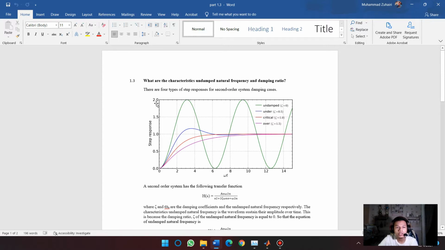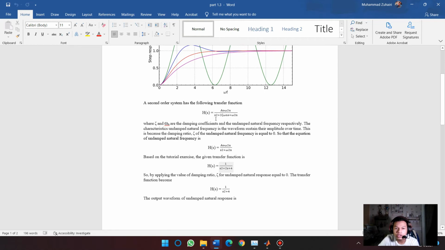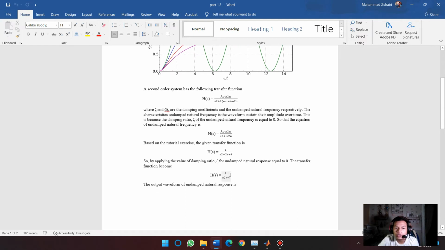Today I will continue with question 1.3: what are the characteristics of undamped natural frequency and damping ratio? Firstly, let me go to this graph. The graph of the undamped case is the green color, and the damping ratio is equal to 0. This is the general equation of a transfer function. The given transfer function in the question is 1 over s squared plus 2s plus 4. Because the damping ratio is equal to 0, the equation becomes 1 over s squared plus 4.